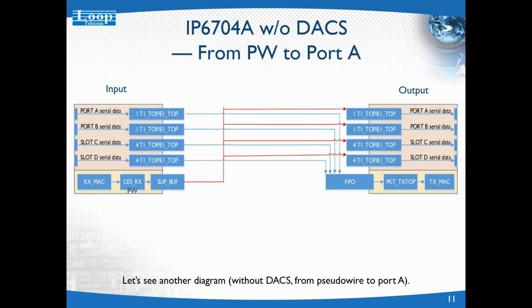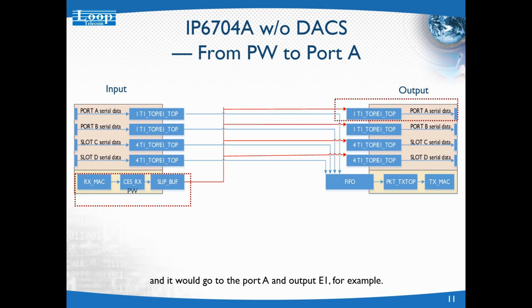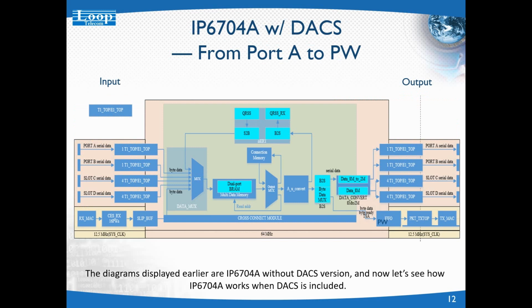Let's see another diagram without DACS from pseudowire to port A. Here is where the Ethernet pseudowire is input from, and it will go to the port A and output E1, for example. The diagrams displayed earlier are IP6704A without DACS version, and now let's see how IP6704A works when DACS is included.